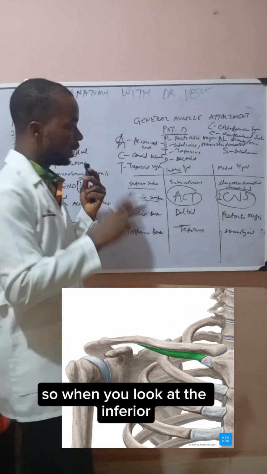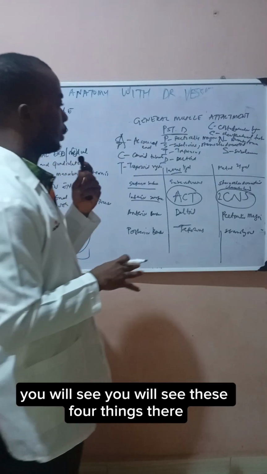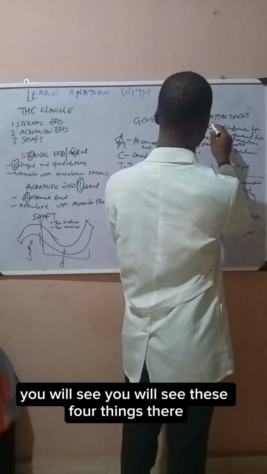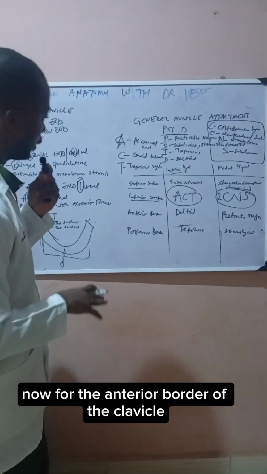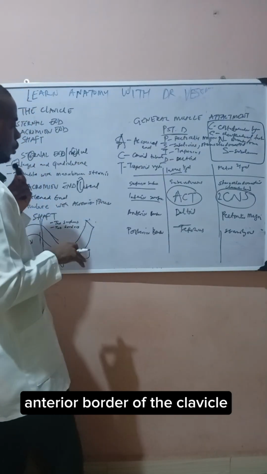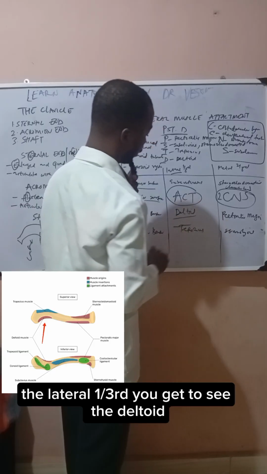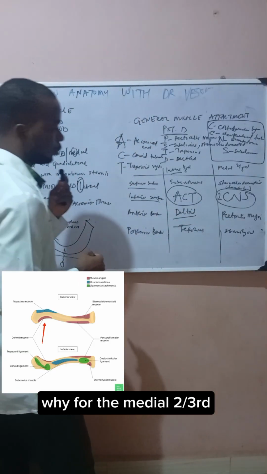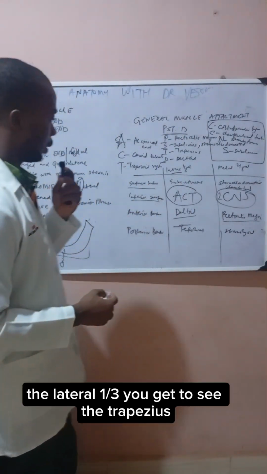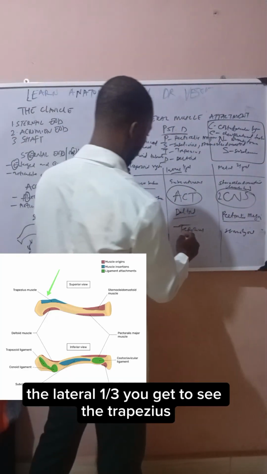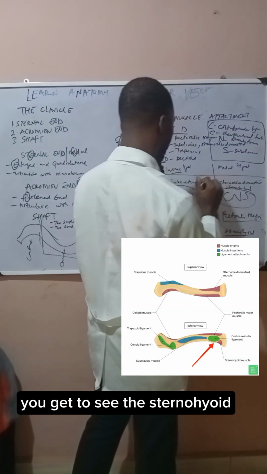So when you look at the inferior medial 2/3 of the clavicle, you will see these four things there. Now for the anterior border of the clavicle, the lateral one third, you get to see the deltoid, while for the medial 2/3, you get to see the pectoralis major. While for the posterior border, the lateral one third, you get to see the trapezius, while for the medial one third, you get to see the sternocleidomastoid muscle.